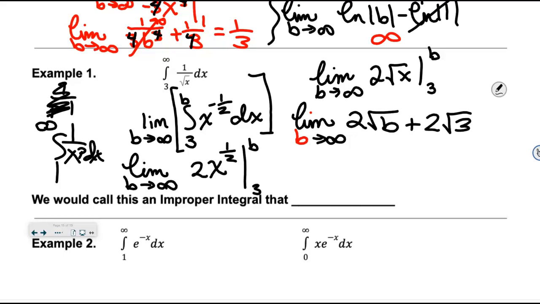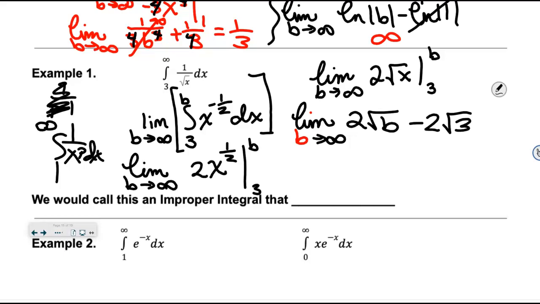Take a look at my work, so you can see it. I changed to a power, added 1 to it, and divided by it. Limits now go on the outside. I changed my 1/2 power to a root because I like it like that, but it's not wrong. It doesn't matter. And then I plugged the b in, and then the 3 in, and I made a mistake. There we go. Yeah, I caught it, right?